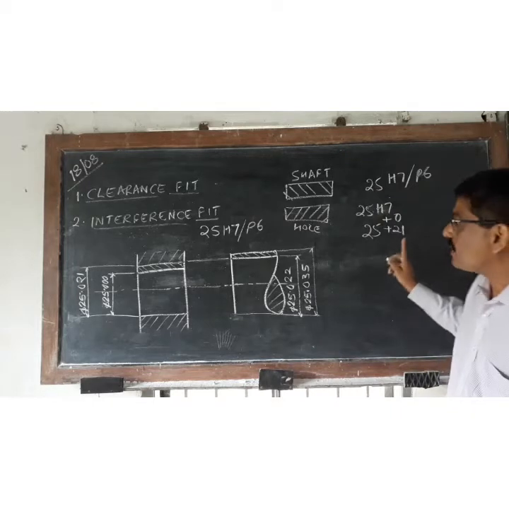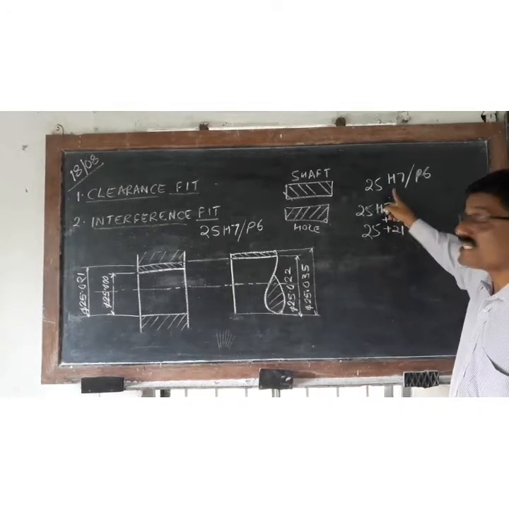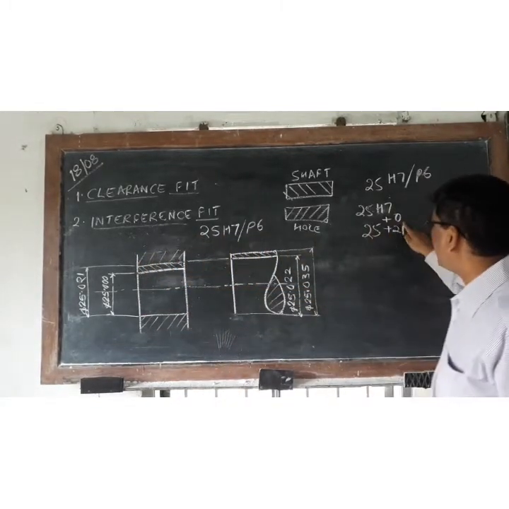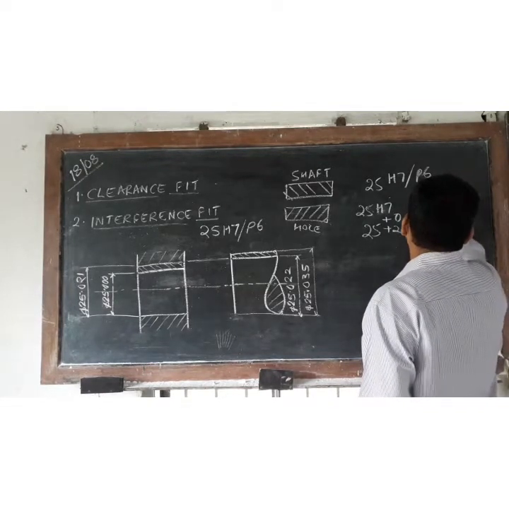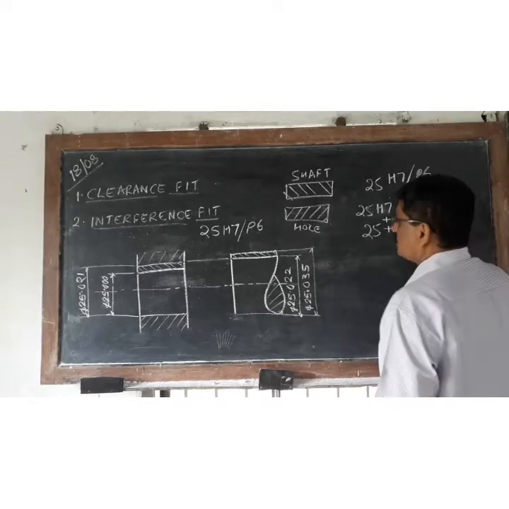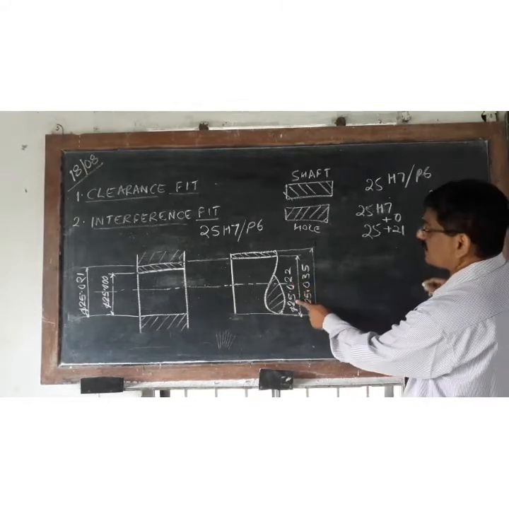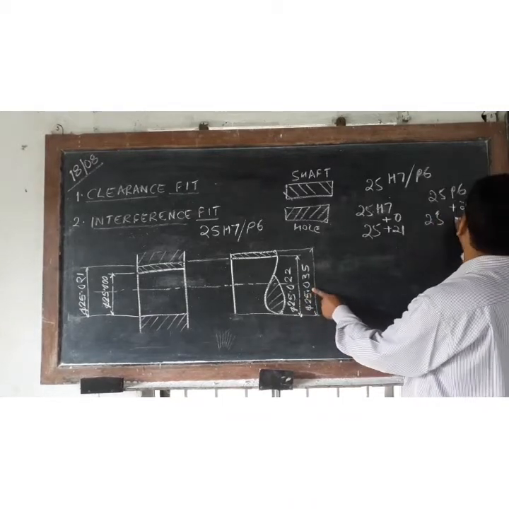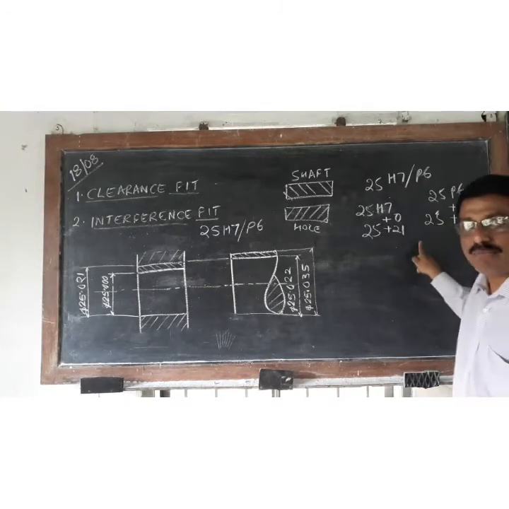Okay, interference. Now, if you see in the chart, you will get the deviations in microns. Plus 0 and 21 microns. If you see P6, 25 P6, it is plus 22 microns, then plus 35 microns. So the size again I am not going to write here.